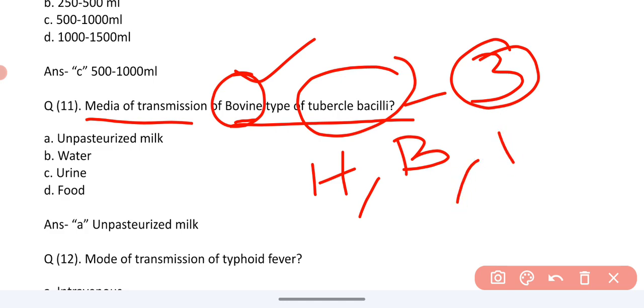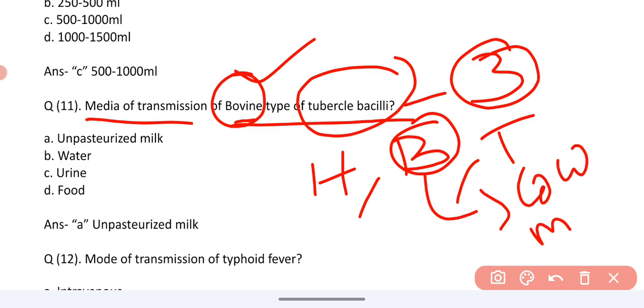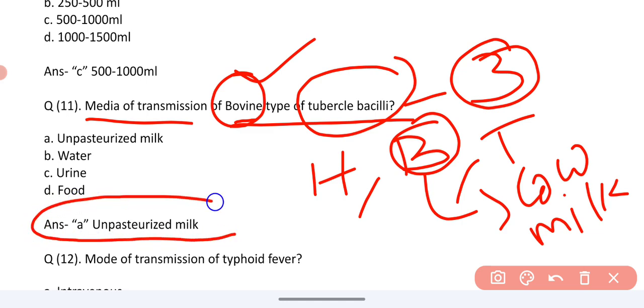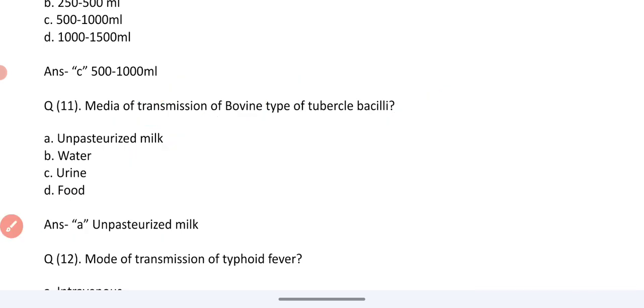And this bovine type is commonly seen in the cow milk. So that's why here the media of transmission of bovine type of tuberculosis bacilli is unpasteurized milk. So here which is the right answer? Option A, that is unpasteurized milk, is the right answer.